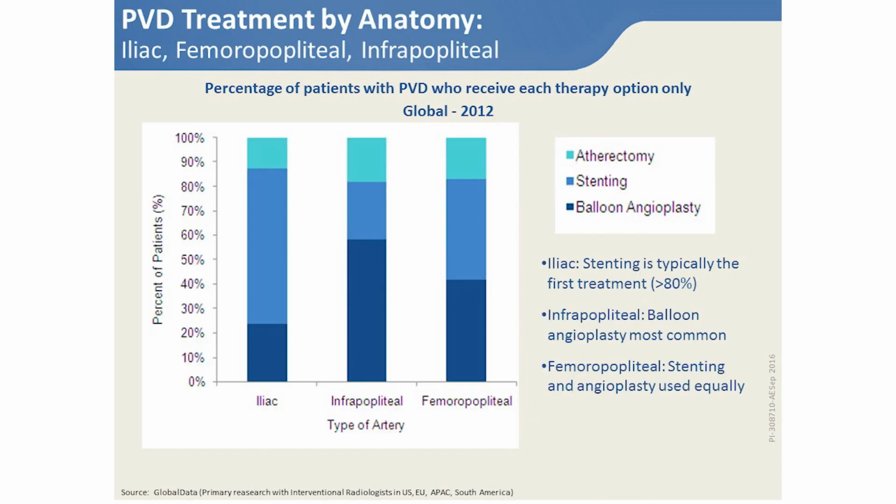In terms of options of treatment, they include number of interventions: balloon angioplasties, drug-coated balloon angioplasties, stenting, atherectomies involving iliac segment, infrapopliteal segment, femoral popliteal segment. Depending on the location, certain aspects of treatment are more favorable than others, as demonstrated by this graph.